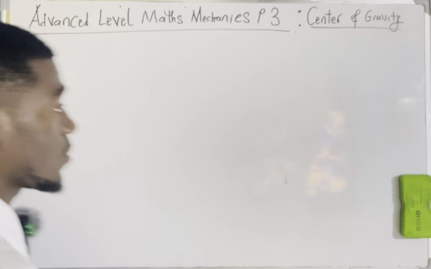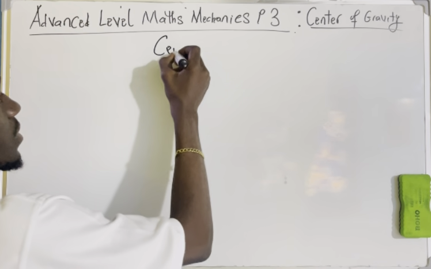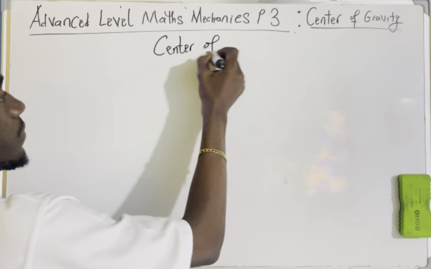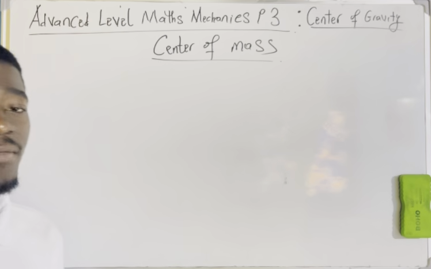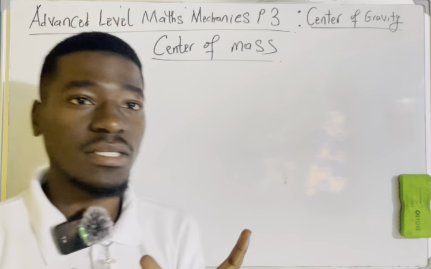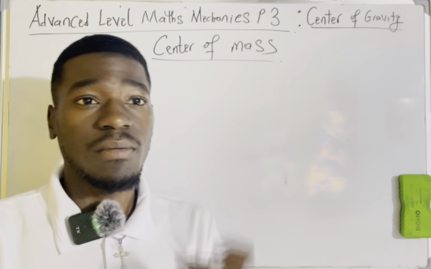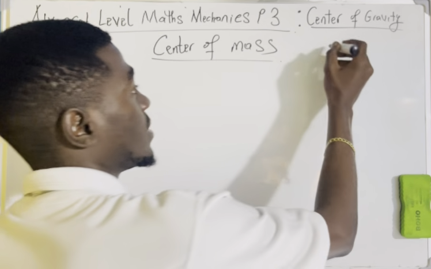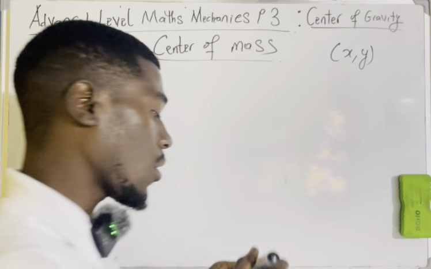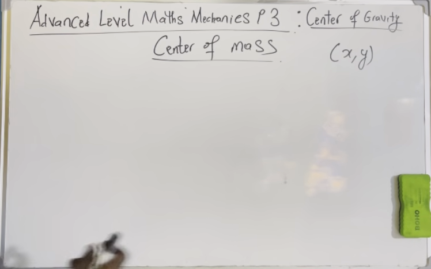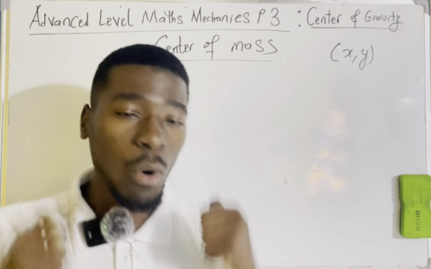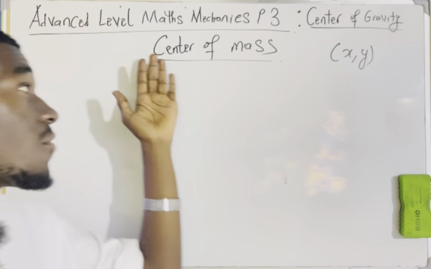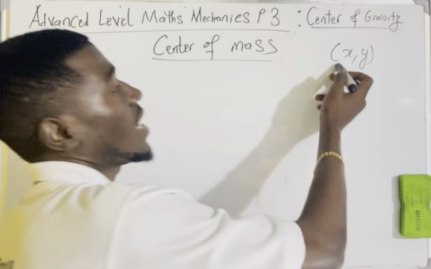Center of gravity, or sometimes called center of mass. The same thing, center of mass. Now, when we talk about center of mass, what does it really mean? Center of mass is a coordinate. It's a coordinate made up of x and y. Exactly. That is giving us the location where the mass of a system is mostly concentrated. So center of mass is giving us the coordinates in the form of x and y.